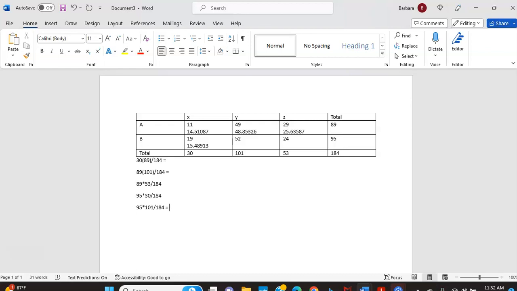And that is 52.14674. And then lastly, let's do this 24. Down below it is a 53, and across from it is a 95. So we want to do 95 times 53 divided by 184.